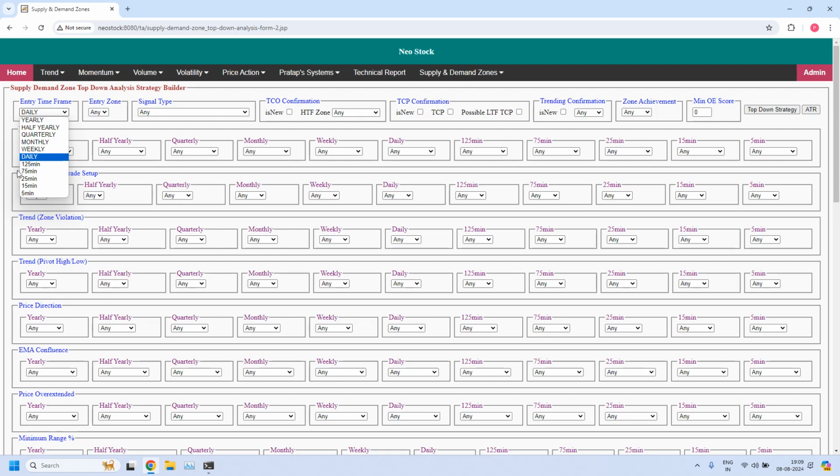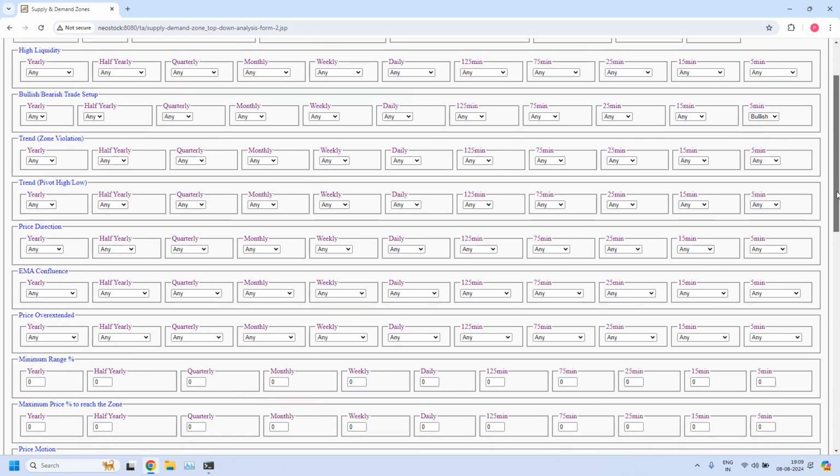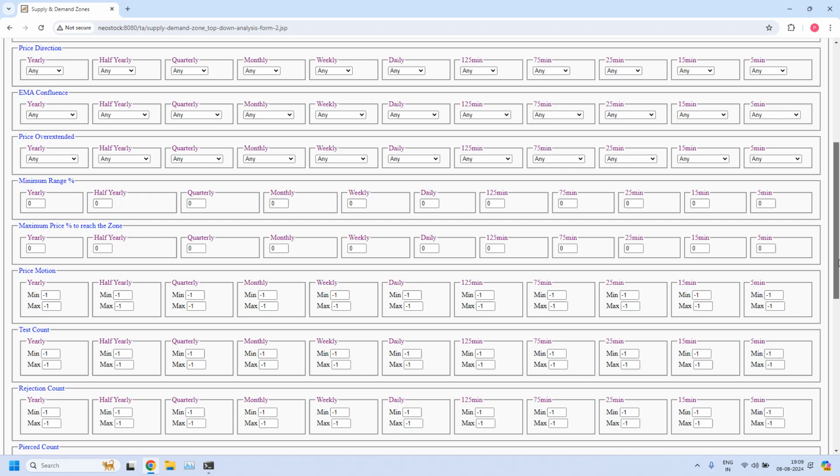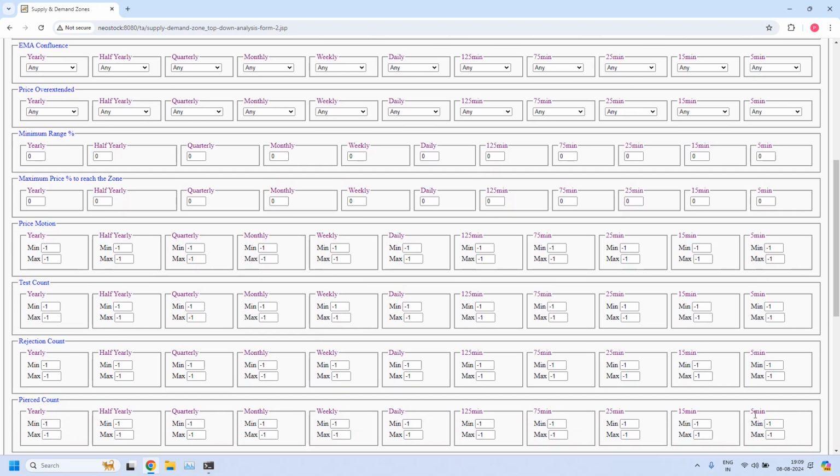For hourly income trade, entry time frame is 5 minutes. For bullish trade setup, entry zone is demand zone. And also in bullish or bearish trade setup, in 5 minutes time frame, I am selecting the value bullish. And also the 5 minutes demand zone should not be pierced. So in the pierced count, in 5 minutes time frame, minimum value I am setting 0. Maximum value I am setting 0.